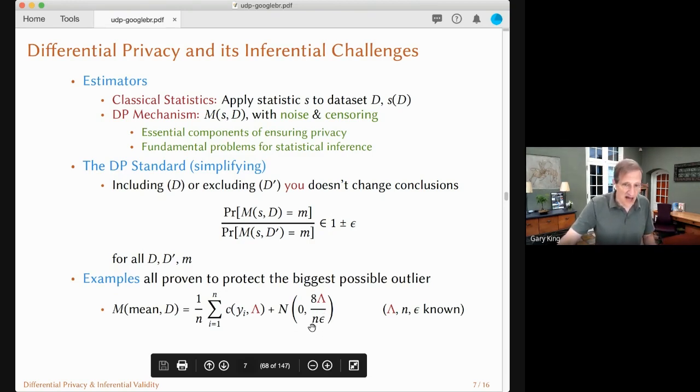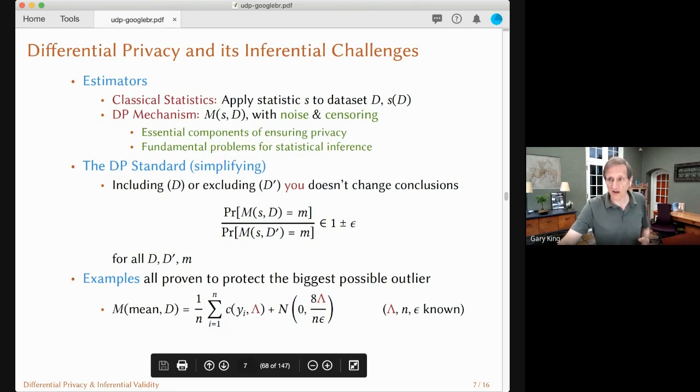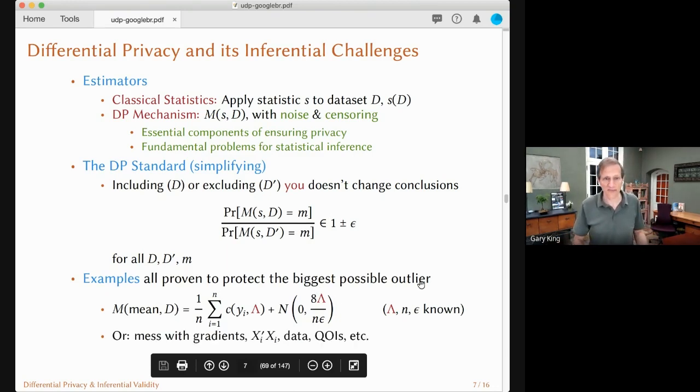Fortunately, n is in the denominator here, so the noise is reduced the more observations you have, because you can submerge anybody's data in a sea of others. That's great, but the more privacy you have to ensure, the more noise is added at the end as well.